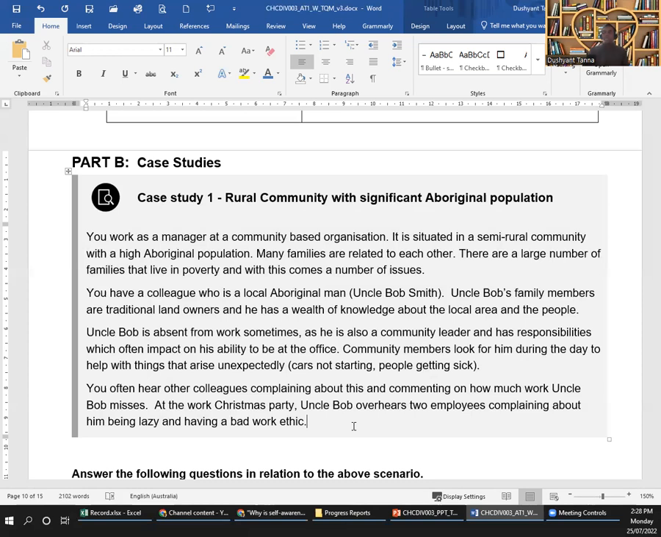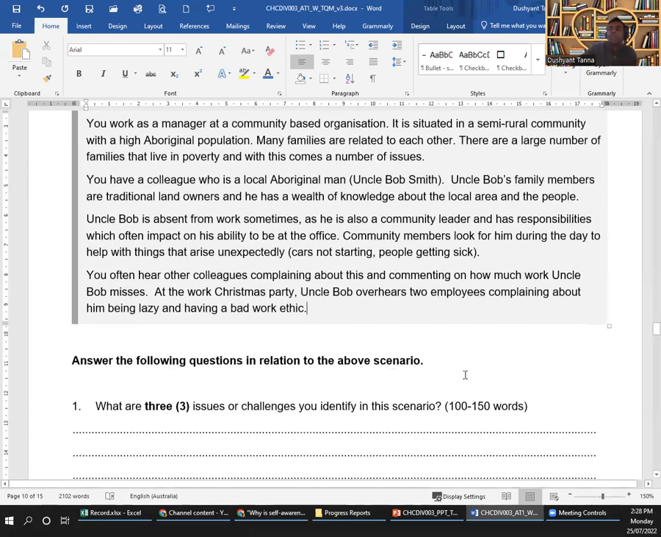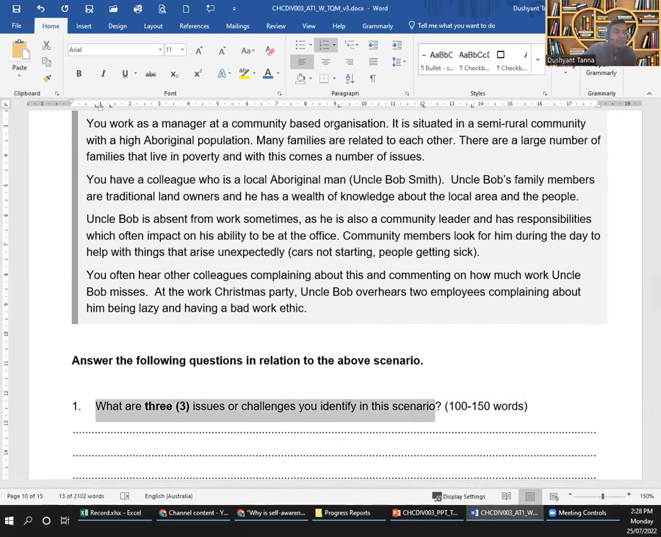At work, Uncle Bob overhears two employees complaining about him being lazy and having a bad work ethic. So you don't reach work on time. I know Uncle Bob has some work commitment, but what does it have to do with everyone else? Either you fulfill the commitment, don't worry about the work, or if you do the work, do it with integrity. That's what the other people are saying. This is the situation. You are the manager. This is Uncle Bob and the other employee, right? Answer the following question in relation to the above scenario. What are the three issues or challenges that you identify in the scenario?